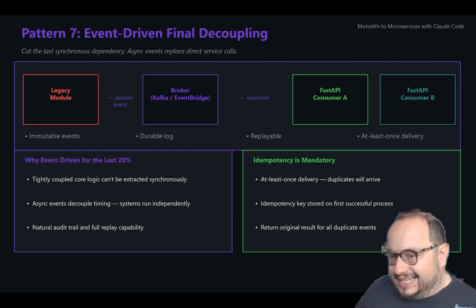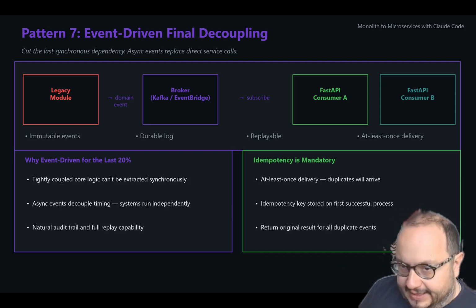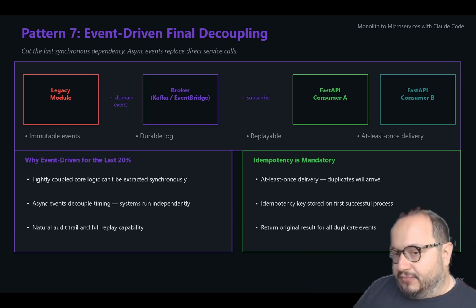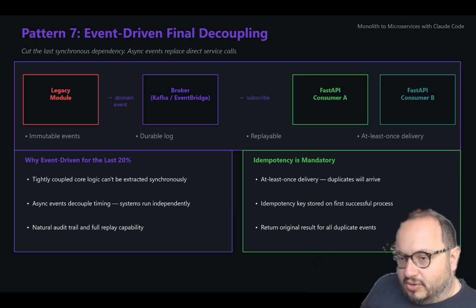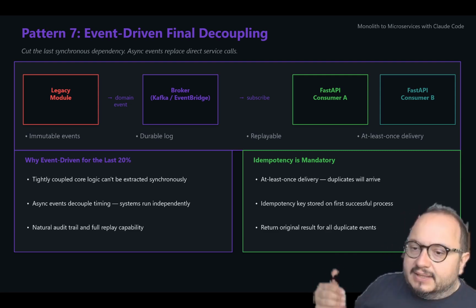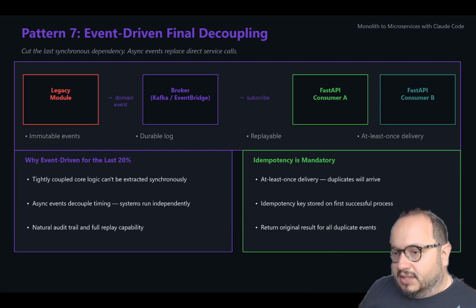Instead of the legacy system calling the new service synchronously, the legacy system publishes a domain event. Order placed, for example, payment processed, inventory reserved, something like that. The new FastAPI service subscribes and reacts asynchronously. The direct call is gone. The dependency is now through the broker, not through the network.